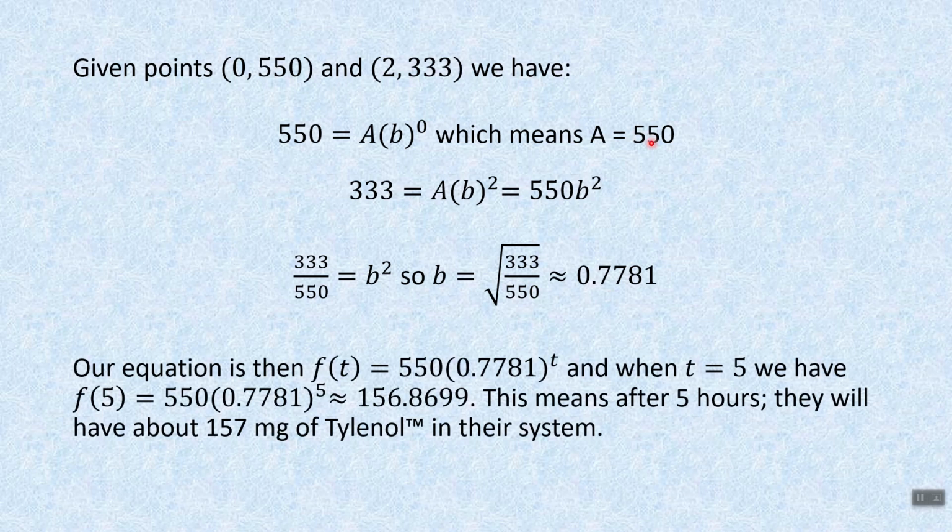So we could put this together. We have our a, we have our b. We know that our function, f of t, because it's dependent on time, equals 550 times 0.7781 to the t power. And when t equals 5, we'll just substitute a 5 for the exponent, and we end up with 156.8699. But what does that mean? This means after 5 hours, they will have about 157 milligrams of Tylenol remaining in their system.